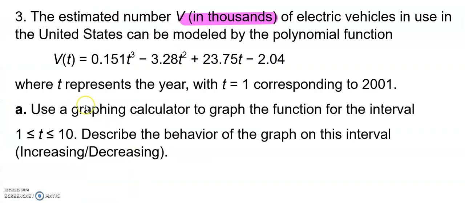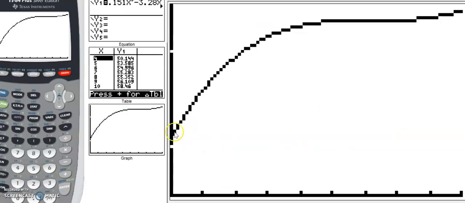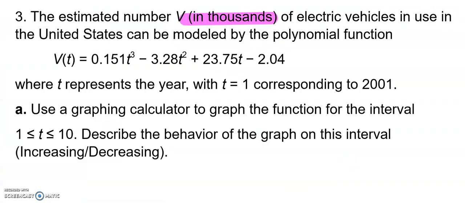Okay, so how would we describe that? Let's go back to the first question, describe the behavior of the graph in this interval. Well, as we go from left to right, is the graph going up or is it going down? Hopefully we see it's going up. So I would say that this is increasing.